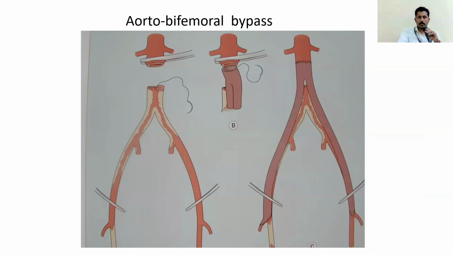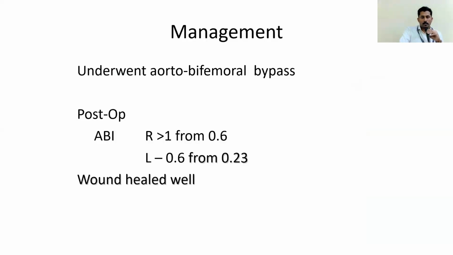So pulse examination and imaging is very crucial. After assessing the patient's risk, the patient underwent aorto-bifemoral bypass, in which we reconstruct the aortic bifurcation and anastomose it to both external iliac arteries. This is a pictorial representation of the aorto-iliac bypass. Post-operatively, as we discussed, ABPI has prognostic importance. On the right side it increased from 0.6 to 1, and on the left side from 0.23 to 0.6, and the wound healed very well.